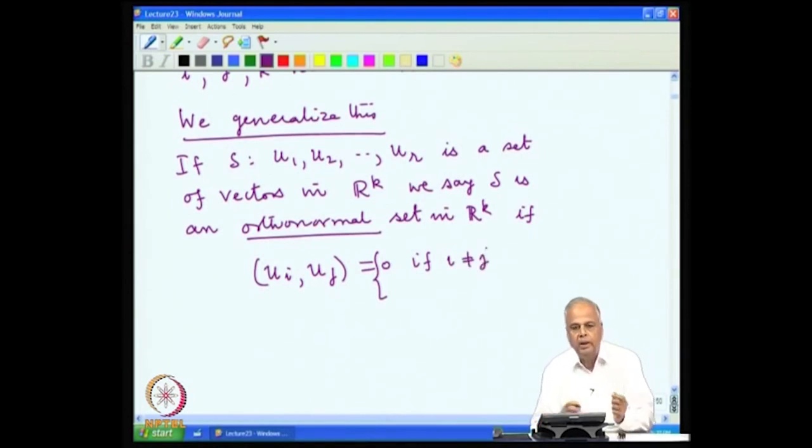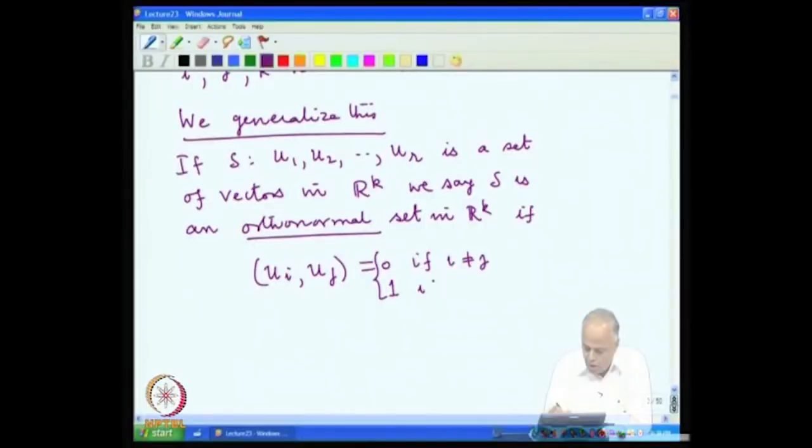That says if you take any two different vectors from this set, their dot product, their inner product, is 0, which means they are orthogonal. What do we mean by the length is 1? If we take i equal to j, then I get ⟨ui, ui⟩, that gives the length of ui squared, but we want that to be 1. So, this must be equal to 1 if i equal to j.